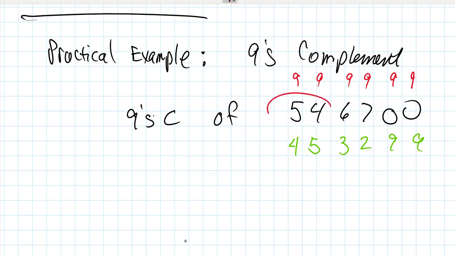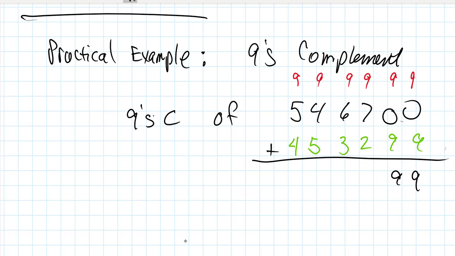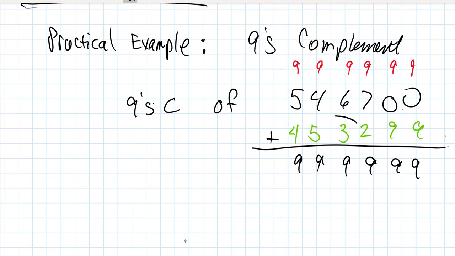9 minus each one of these digits. So when you take these two values, 5, 4, 6, 7, 0, 0 and 4, 5, 3, 2, 9, 9, and if you were to add those values, of course, then we'd come right back to our 9, 9, 9, 9, 9, 9. So this is indeed our 9's complement, and we did generate all 9's.